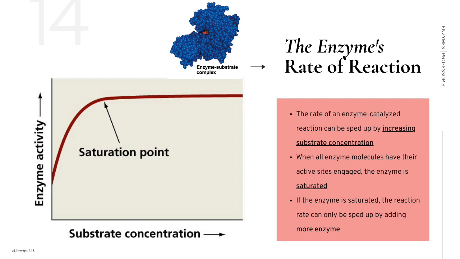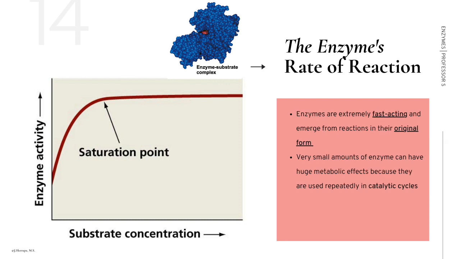Here is a graph of enzyme activity versus substrate concentration. Notice that as we increase the concentration of a substrate by adding more, the enzyme activity also increases. When all enzyme molecules have their active sites engaged, the enzyme is then said to be saturated. If the enzyme is saturated, the reaction rate can only be sped up by adding more enzyme.